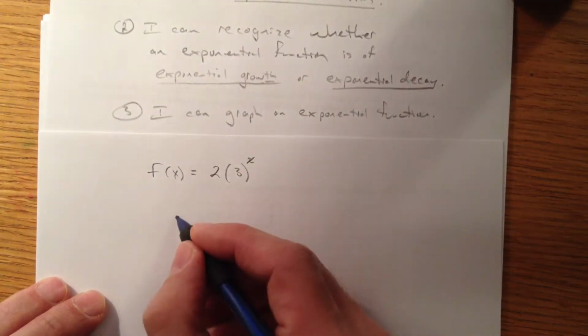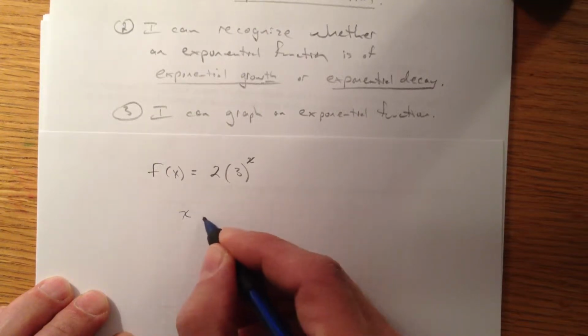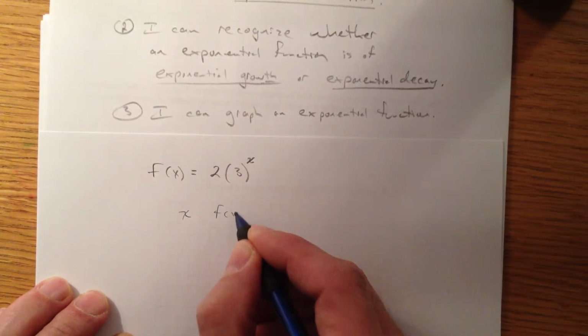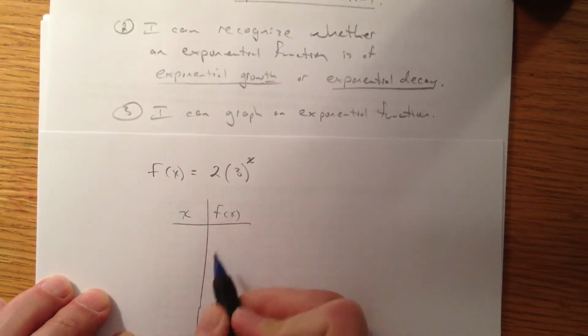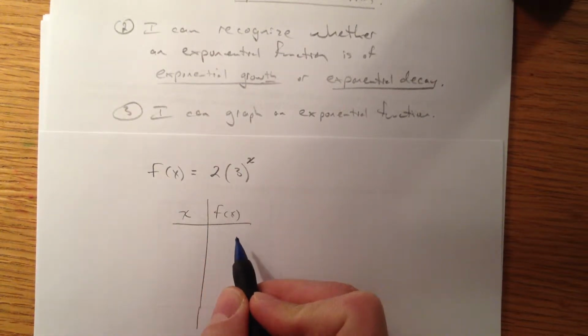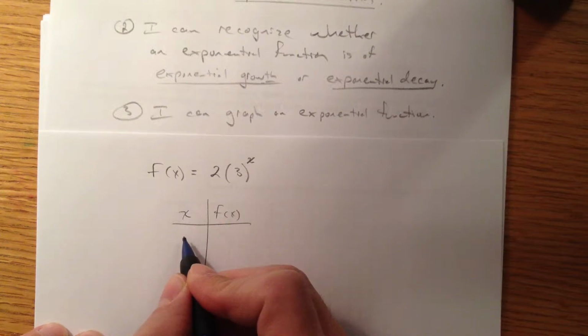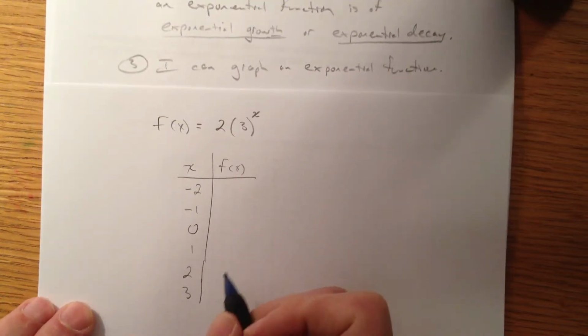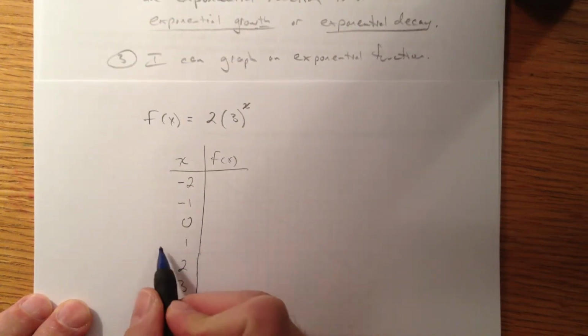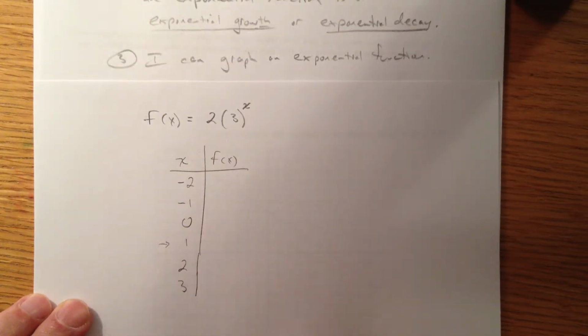Now, to understand this, we can look at inputs and outputs. So our input is x, our output is f of x, right? What comes out of this function? Let's put in a few values. We're going to go -2, -1, 0, 1, 2, and let's go all the way to 3. So I'm actually going to start right here, and we'll then fill in the rest.